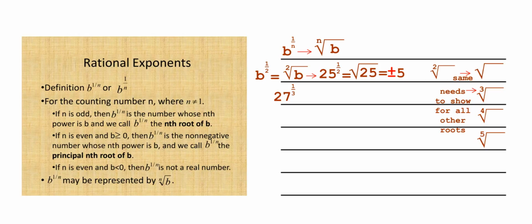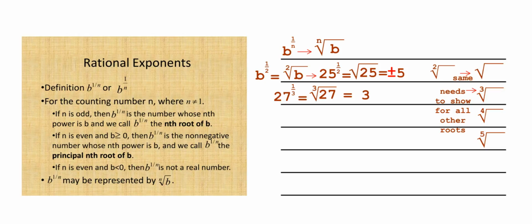Another example: 27 to the 1/3. We can rewrite this as, well, it's an exponent of 1 over 3. The root would be 3 if we write it as a cube root, not square root, right? This is equivalent to saying the cube root of 27. 27 to the 1/3 and the cube root of 27 are equivalent. And by that, we can see that it's 3. If we multiply 3 times 3, that gives us 9. 9 times 3 is 27. So you have to multiply the 3 three times to get 27.